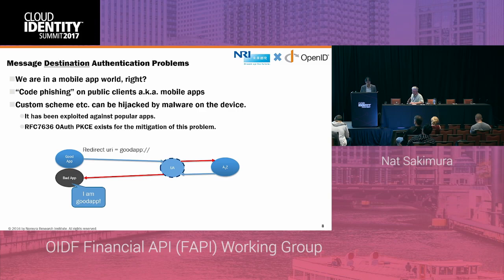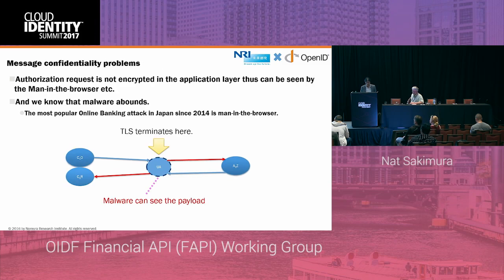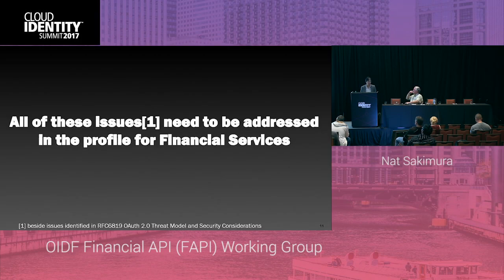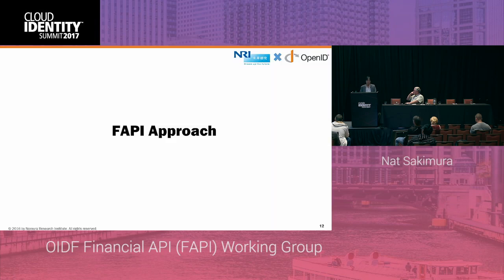And there are message destination authentication problems, the same thing. And then there are message confidentiality problems as well, right? The browser can actually read everything. And then token phishing and token replay are actually pretty easy. Now what to do with it? These are the kinds of problems that we have to address in the profile for financial services and similarly high risk scenarios.